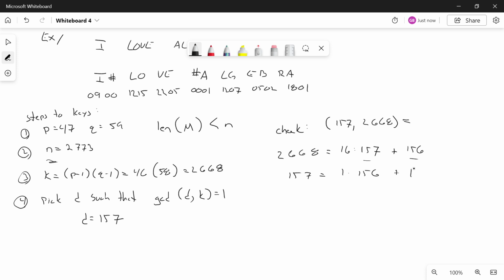That's not 0, so I continue on. So 156 moves to the left-hand side. My divisor this time around is going to be 1. How many times does 1 go into 156? It goes 156 times with a remainder of 0. Thus, we stop, and that's our GCD. So it's equal to 1. All right, so that's step 4 complete. Step 5. Now that we've chosen that specific D such that D and K have a GCD of 1, we know the following is true. We know there exists an E such that DE is congruent to 1 mod K.